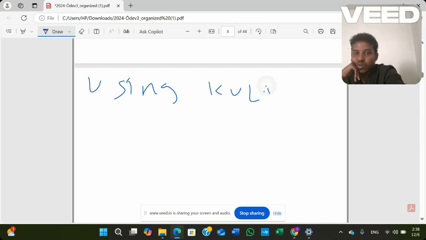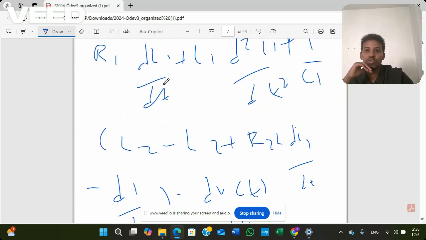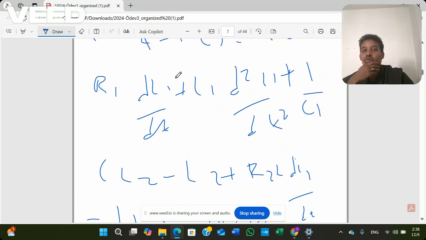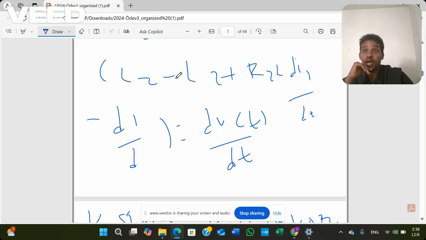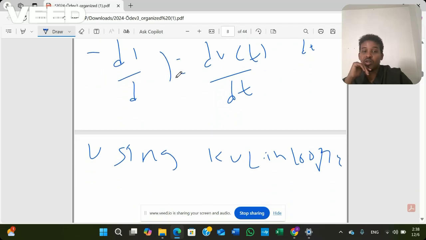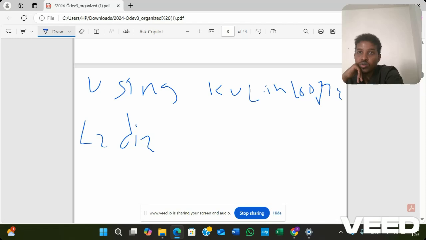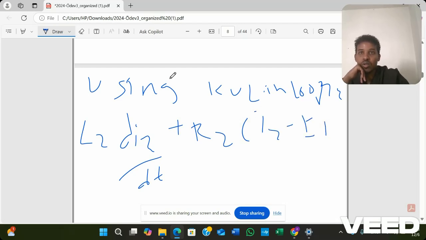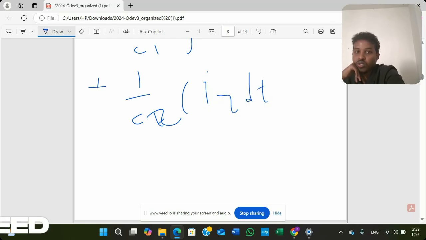Using KVL in loop 2, I will get for that: L2 di2 over dt plus R2 (i2 minus i1) plus 1 over C1 integral of (i2 minus i1) dt plus 1 over C2 integral of i2 dt is equal to 0.